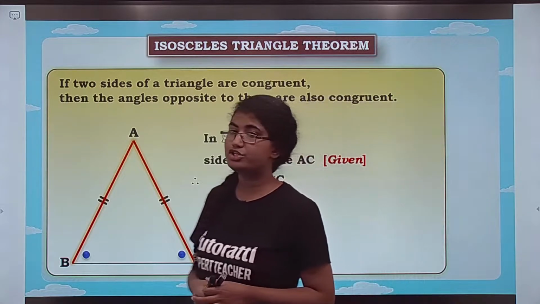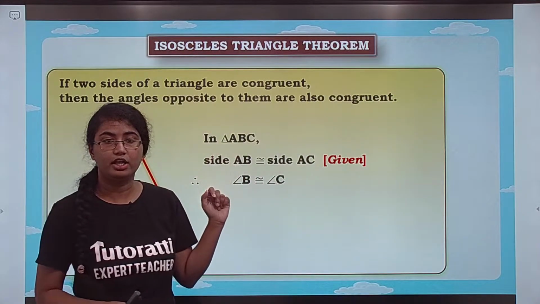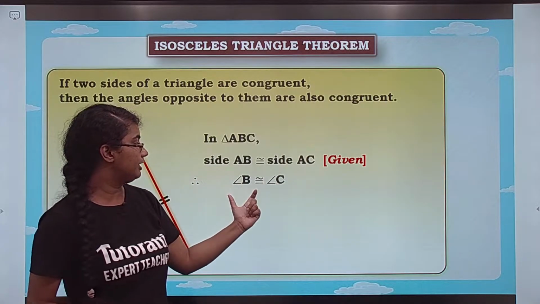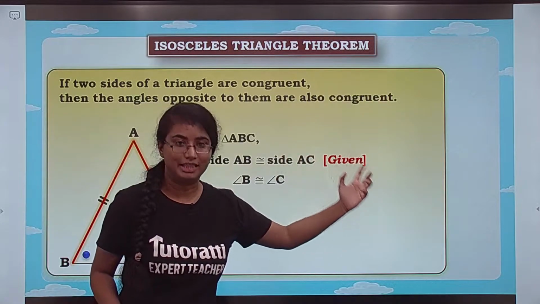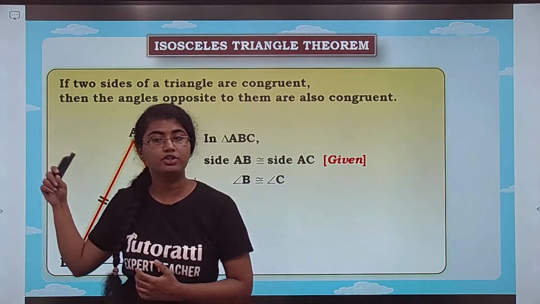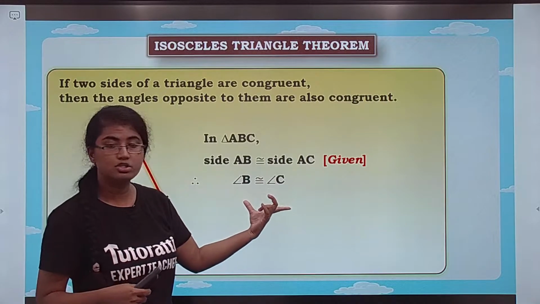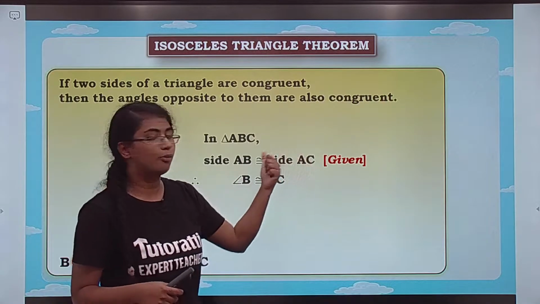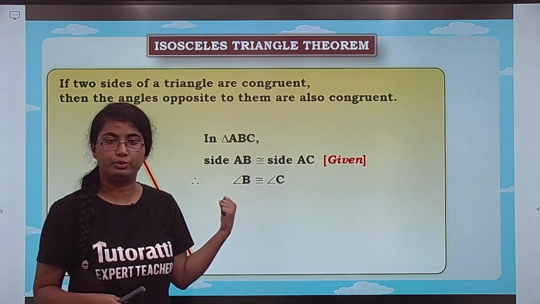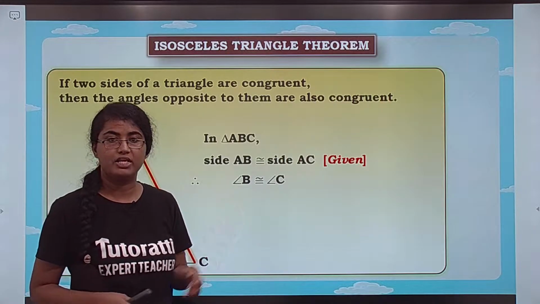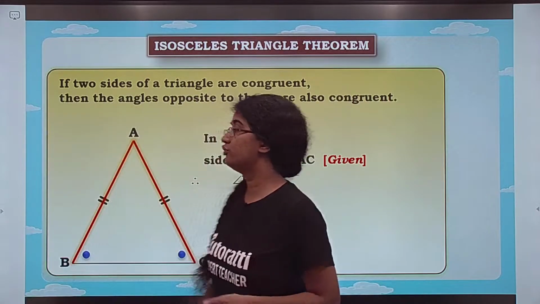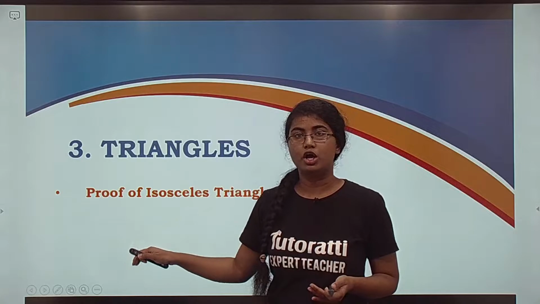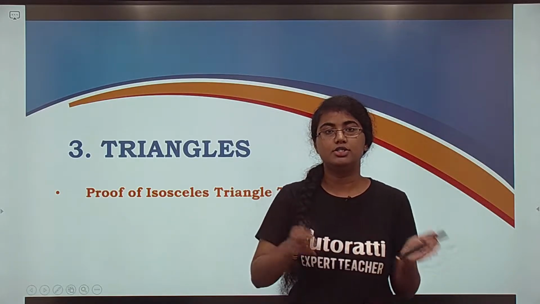So how do you write this? In triangle ABC, side AB is congruent to AC, which is given to you. Therefore, by isosceles triangle theorem, you can conclude that angles opposite to them, so AB के opposite वाला angle C and AC के opposite वाला angle B are congruent to each other. Okay? Is this clear? Fine. Moving on. Now we are going to try to prove what we saw in the previous slide. So what was that? Isosceles triangle theorem.